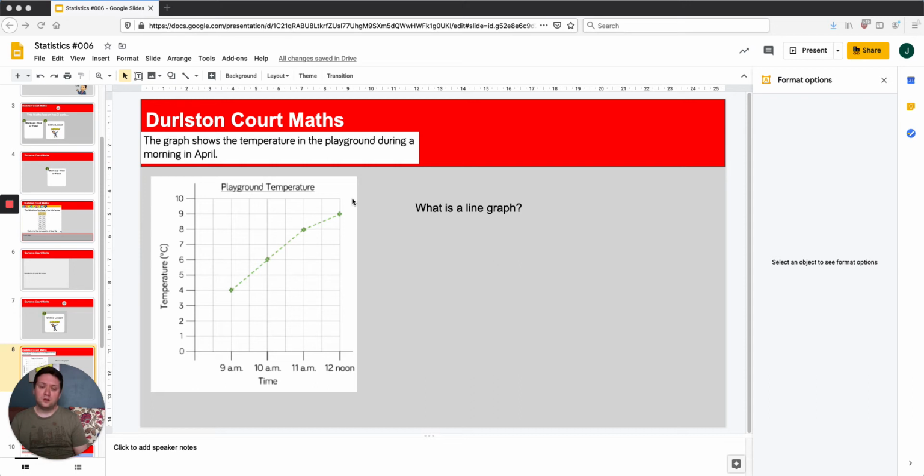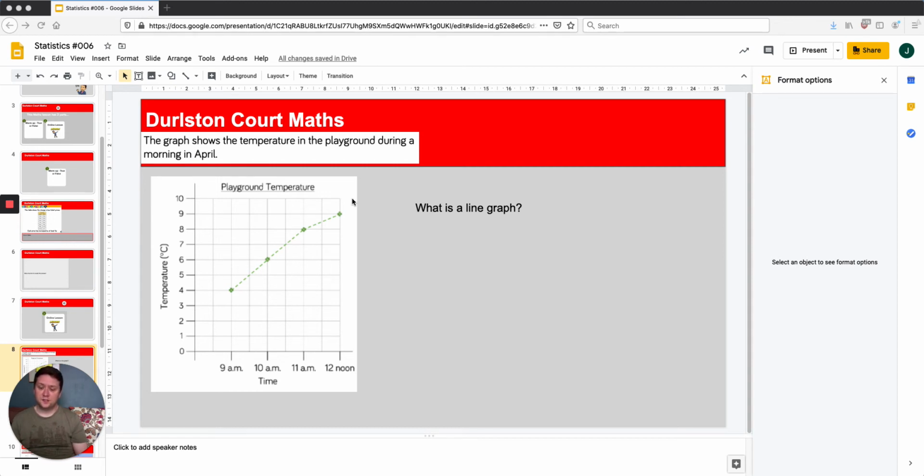Well, a line graph shows a change in something over time. So that might be a change in temperature, might be a change in speed, might be a change in height. So it shows a change over time. So here we are looking at the playground temperature during the mornings in April. So we've got the temperature running along the y-axis, the vertical axis, and then we've got the time running along the x-axis at the bottom, the horizontal one.